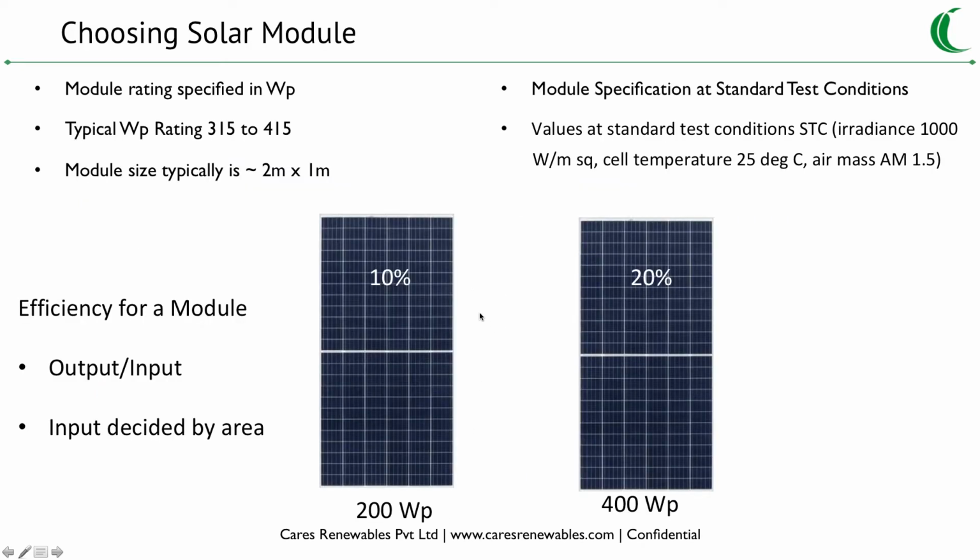Now we are done with the inverter piece. So I spoke of how we can go about choosing an inverter. Now let's try and understand solar modules a bit. So typically what we see in the market today, the module ratings for a 72 cell module of size 2 meter by 1 meter, the watt peak rating typically range from 315 to 415.